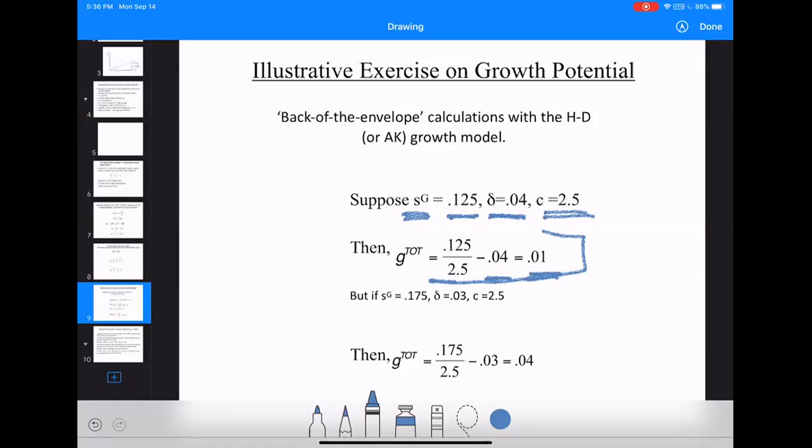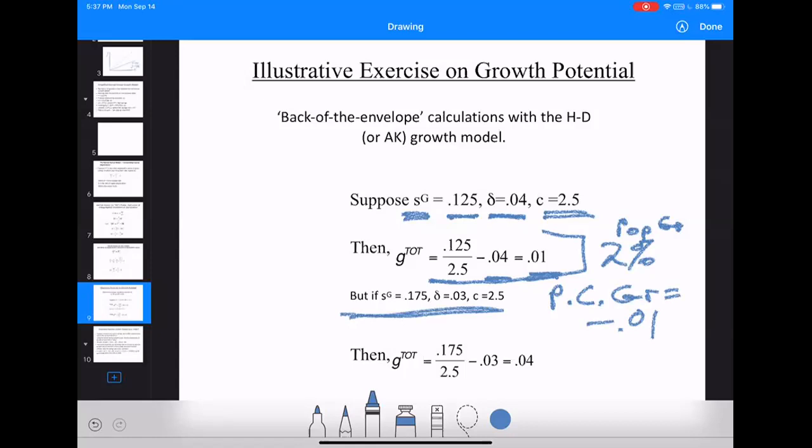We'll see later that as an approximation, if our population growth rate turns out to be 2%, then this means per capita growth will turn out to be actually minus 1%. We'll come back to that later. Now let's look at some different numbers. Instead, we will let the savings rate be equal to 17.5%. We will put our depreciation rate at 3%, closer to international norms. And then finally, we will keep our I-core the same at 2.5. And this gives us 4% growth. And that's 4 times higher, of course, than we had before.